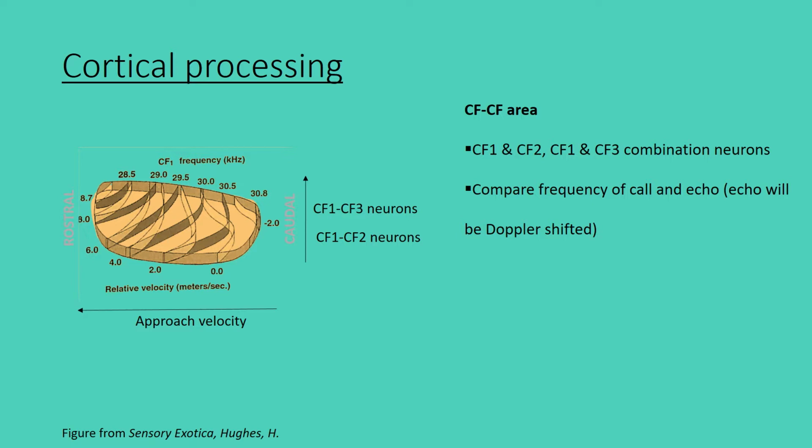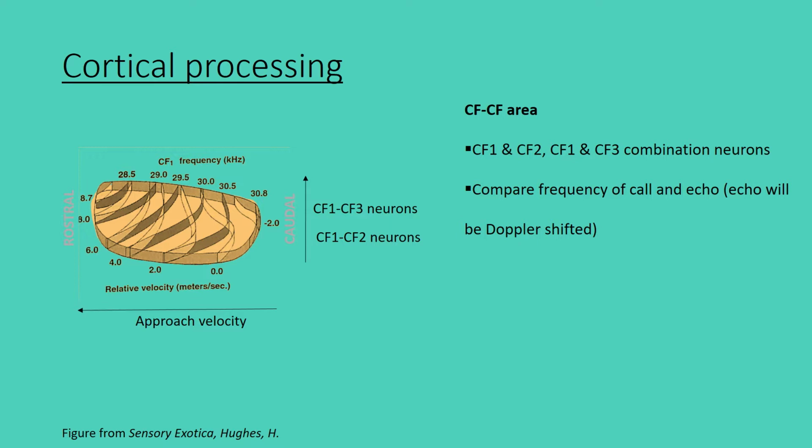In the CF-CF area, neurons that respond to the same frequency of the CF1 call component are arranged in axial ribbons. Combination neurons tuned to the same Doppler shift are also arranged in axial ribbons. The locus of activity within the area changes as the approach velocity changes. CF1-CF2 combination neurons are the most abundant in this region.